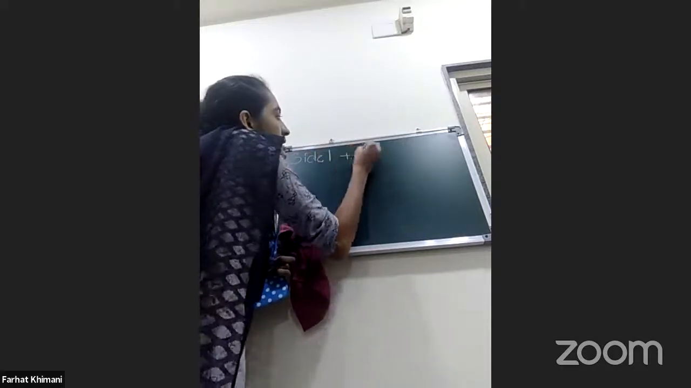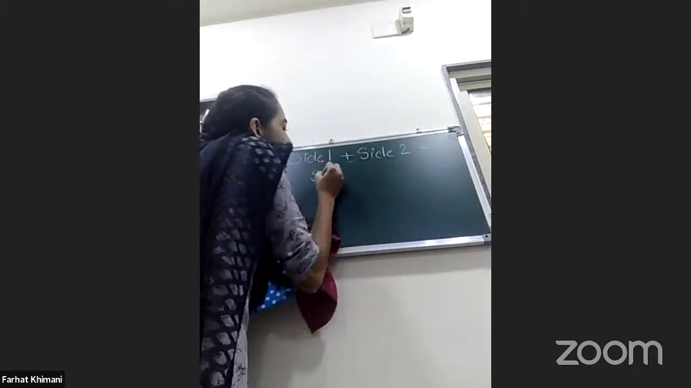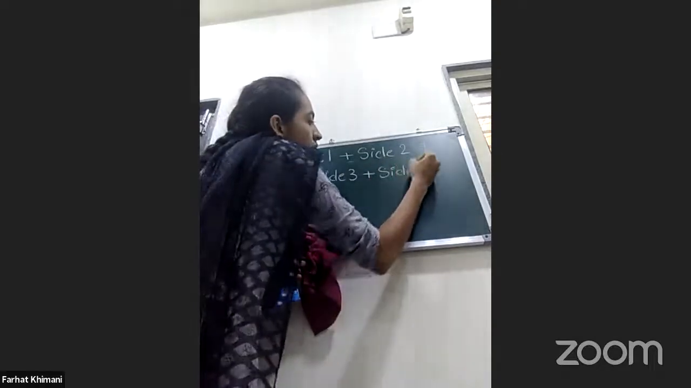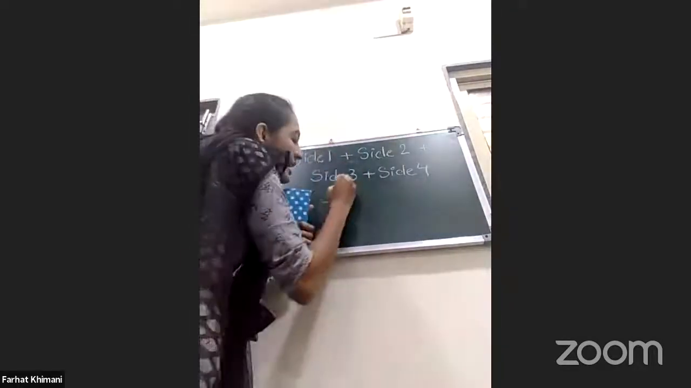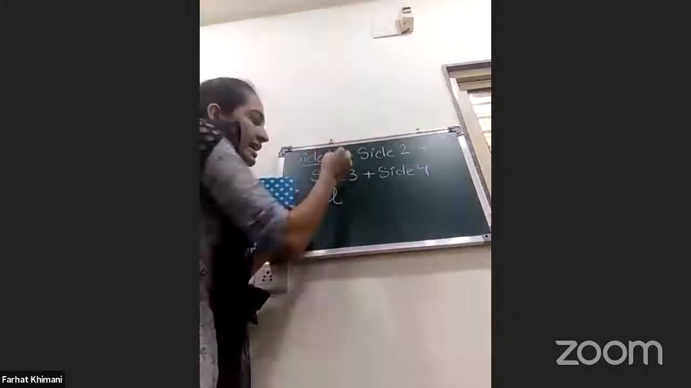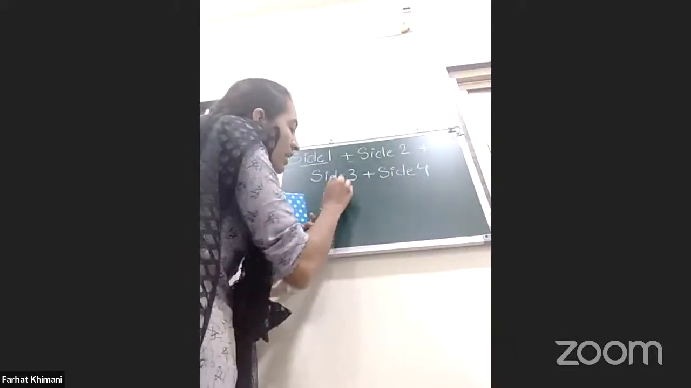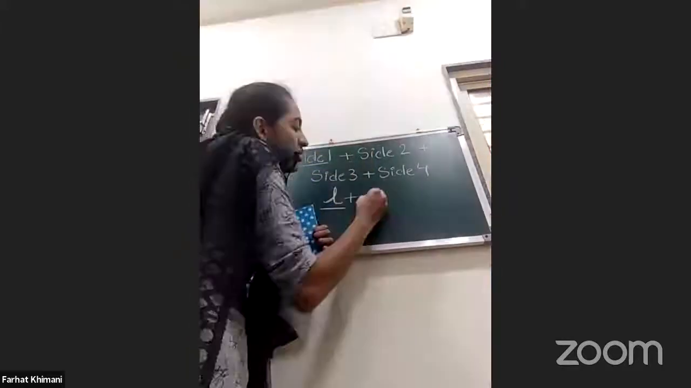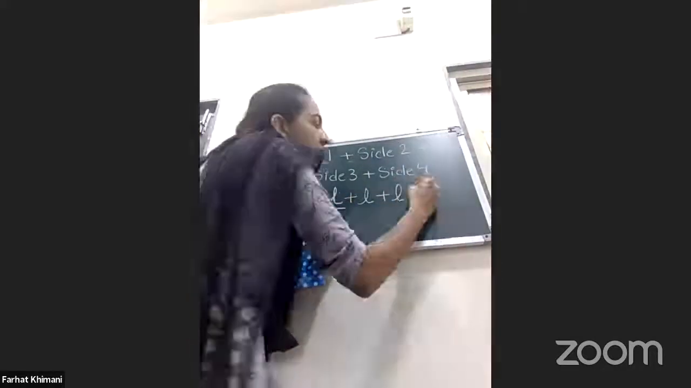Side 1 plus side 2 plus side 3 plus side 4. See, this is the first side and its length is denoted by L. The length of a side is denoted by the alphabet small l. So this is L and the same L for side 2, same L for side 3 and for side 4 L as well.